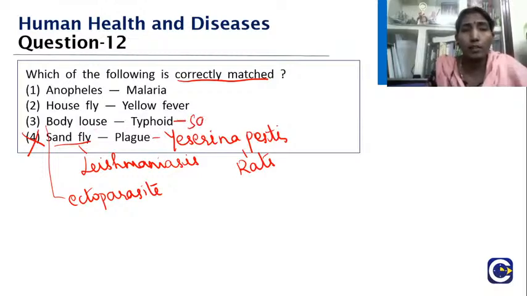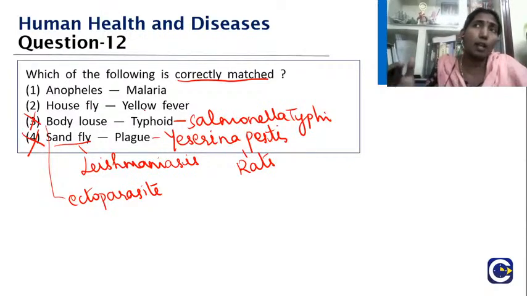What about typhoid? Salmonella typhi. So both are different. So both cannot form the option. What about housefly and yellow fever? Housefly is associated with other diseases, like it causes dysentery, typhoid, like that. What about yellow fever? That is an acute viral hemorrhagic disease. Okay, that is caused by the Aedes mosquito. So that cannot be the option. So what should be the answer?